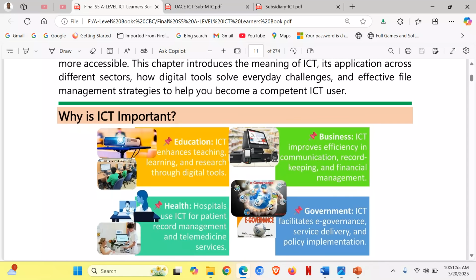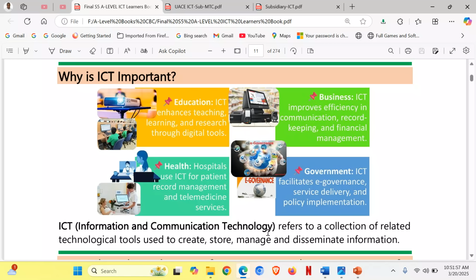Then from there, we look at why ICT is important. ICT is important in different fields. For example, in education, ICT enhances teaching and learning, research through digital tools. In businesses, ICT improves efficiency in communication, record keeping, and financial management. In health, hospitals use ICT for patient record management and telemedicine services. In government, ICT facilitates e-governance, service delivery, and policy implementation.